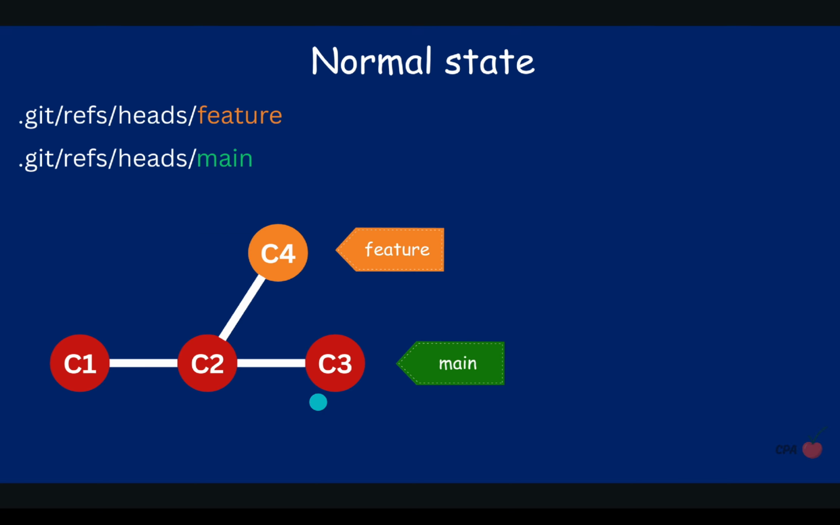Let's dive in. Imagine the following commit history. We are in the normal state, we have two branches, and as mentioned before, branches are just pointers. They are basically two files. We have the feature branch, which lives in this path, and we have the main branch, which is located here. And inside these two files, if we look at them, feature branch is pointing to the hash of commit 4, and main branch is pointing, basically having the hash of commit 3.